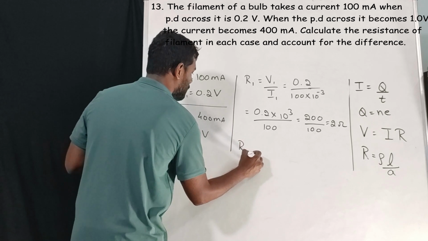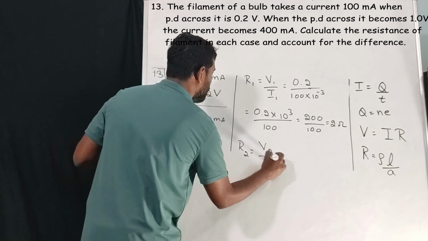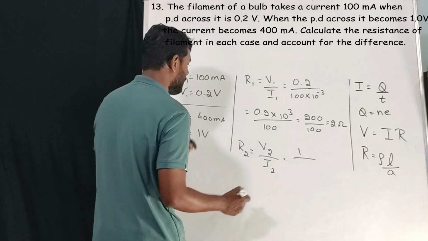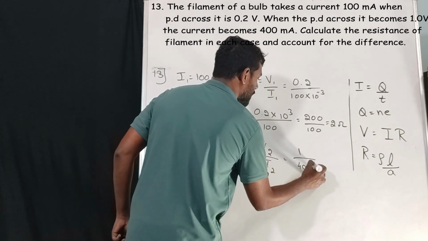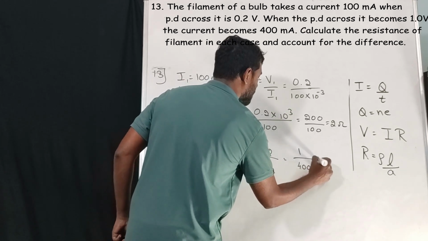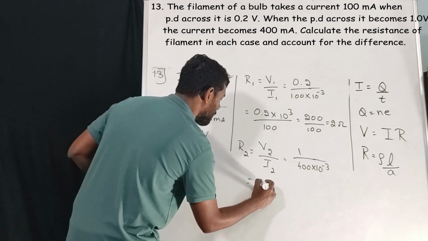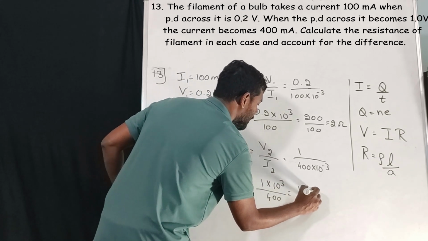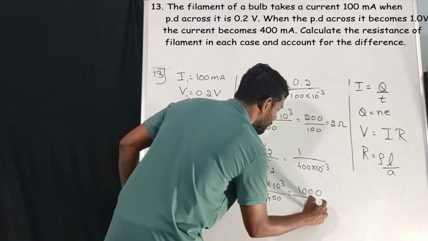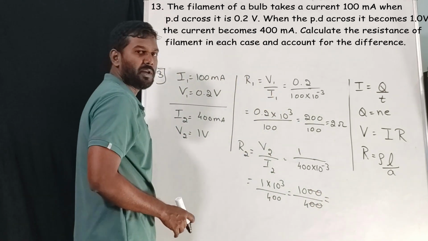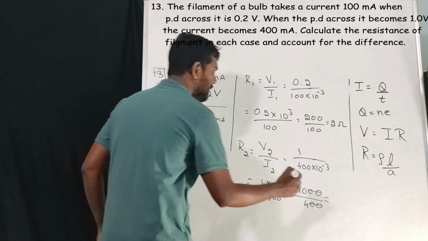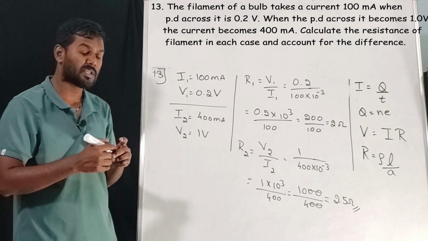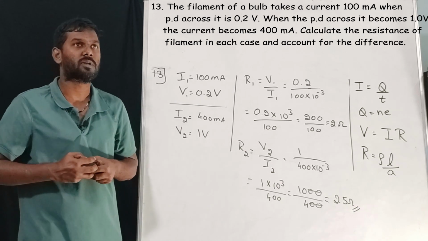In the second case, R2, the same method, V2 by I2. V2 is 1, I2 is 400. Okay, milli means 10 power minus 3. So this becomes 1 into 10 power 3 by 400. That is nothing but 1000 by 400. 2 zeros will get cancelled. So this will be 2.5 ohms. That's it. So we found the resistance in each case, but there is one more question.